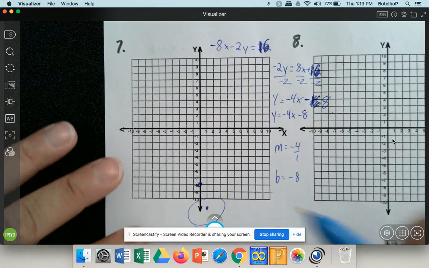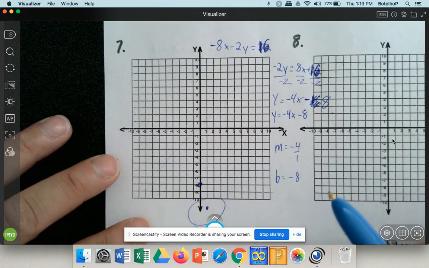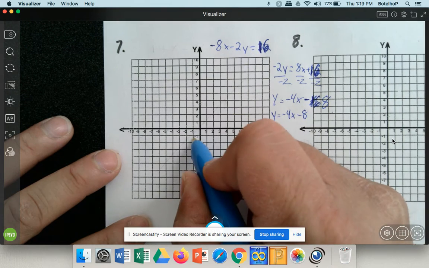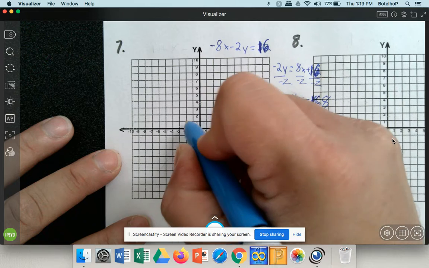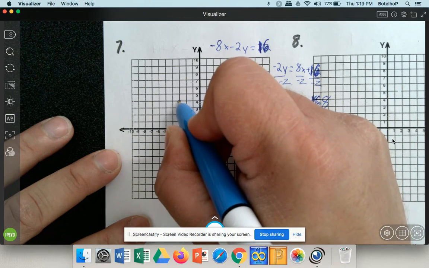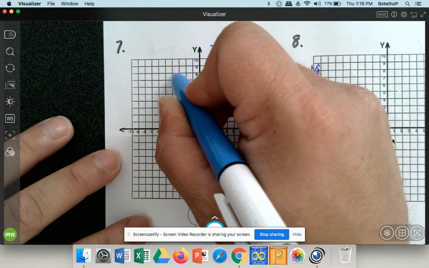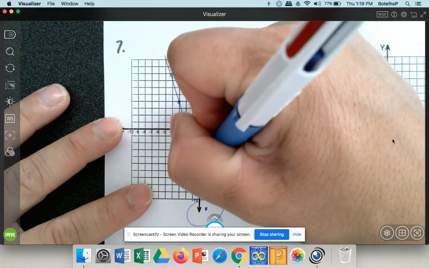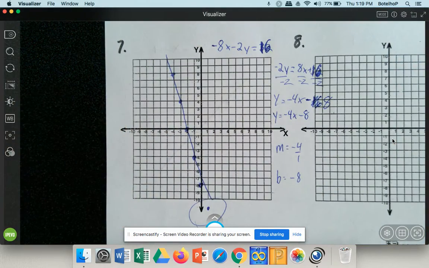So now I'm going to do the opposite, and go up 4 left 1. Yeah, that is a little bit fancier than I thought it was going to be. You graph that one. Looks like that. So I'll have to remember to give you more examples like that.